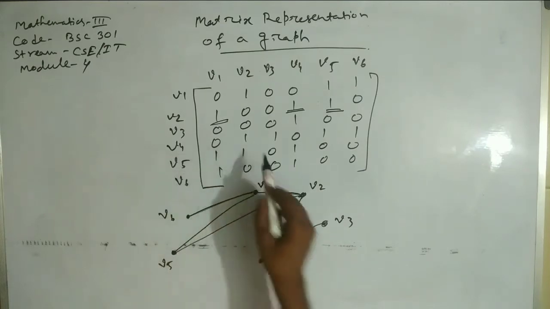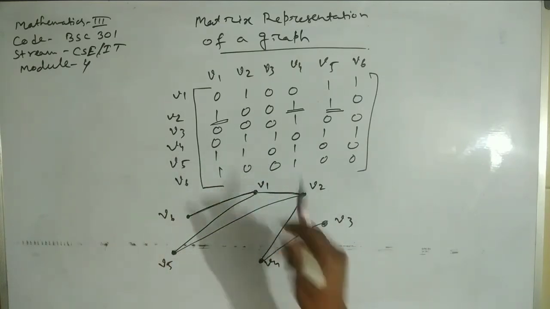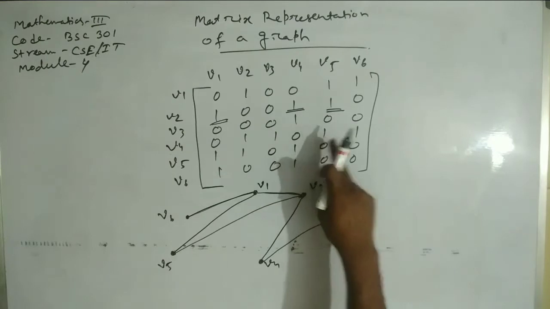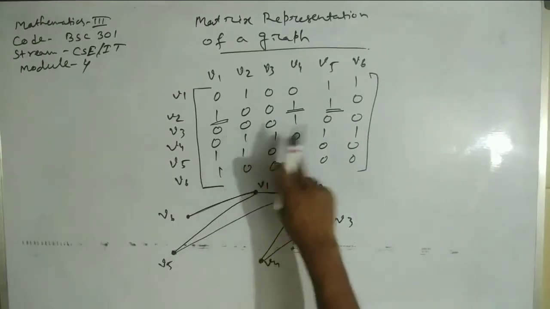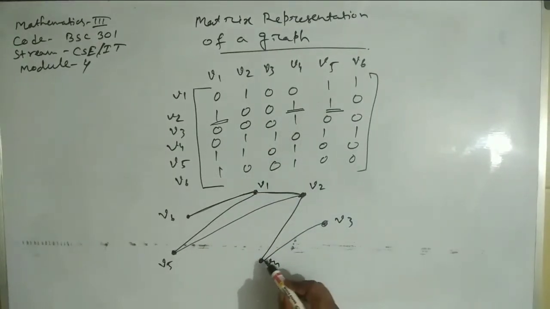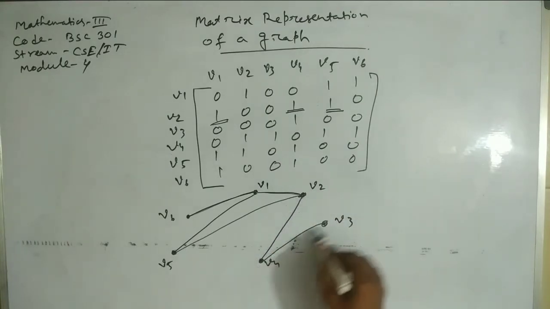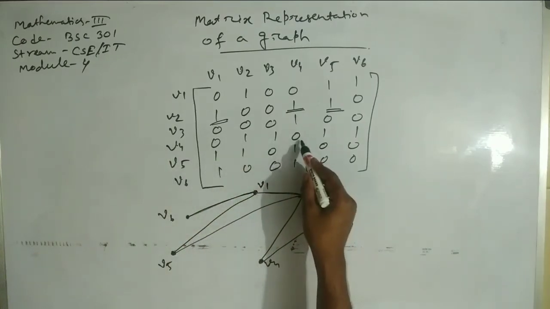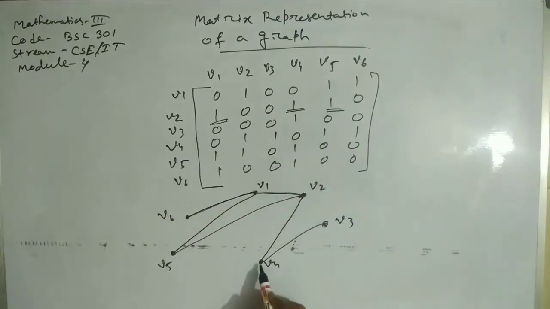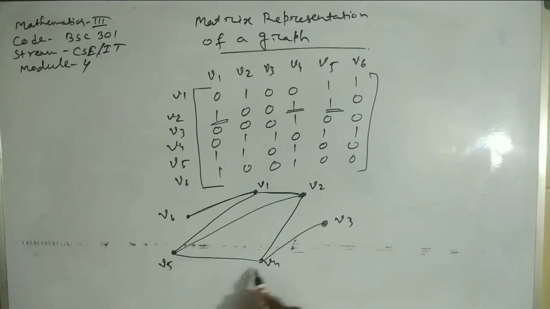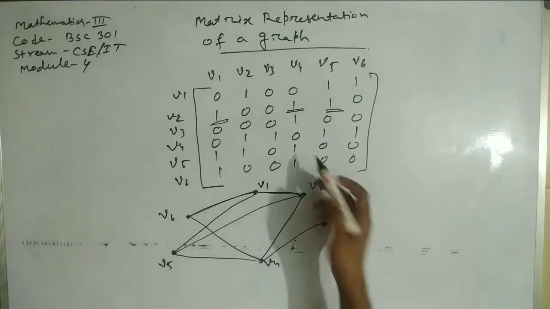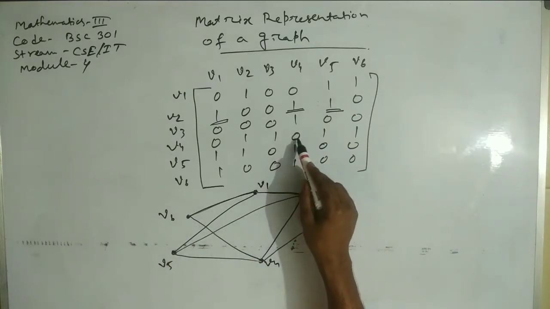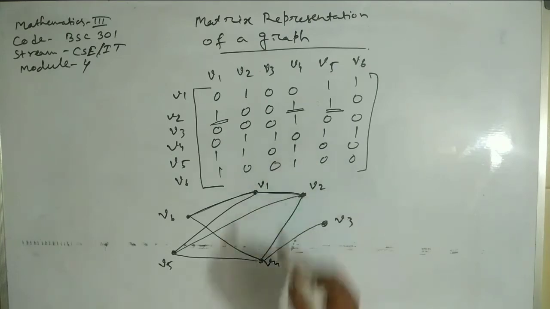Now, come to the fourth row. V4 is adjacent to V2, V3, V5, V6. So V4 is adjacent to V5 and V4 is adjacent to V6. If there is a 1 in this position, that will be V4 adjacent to V4. That is, we have to draw a self loop corresponding to V4.